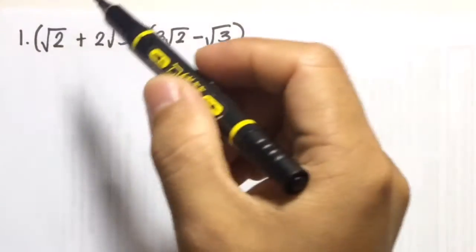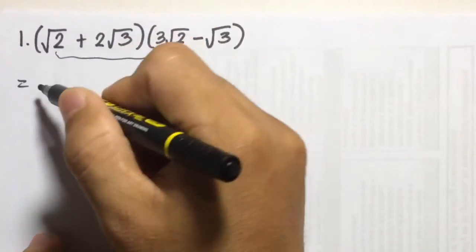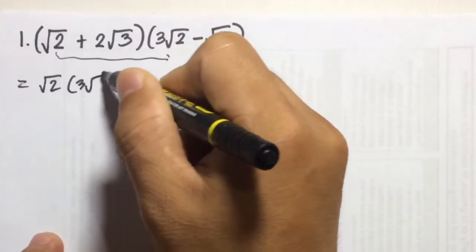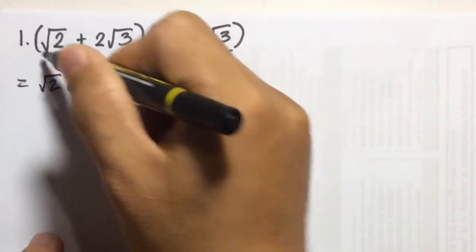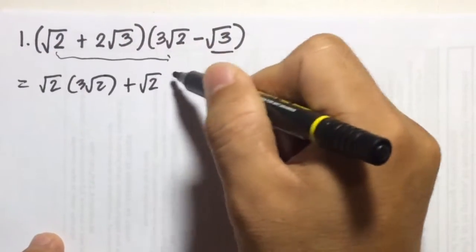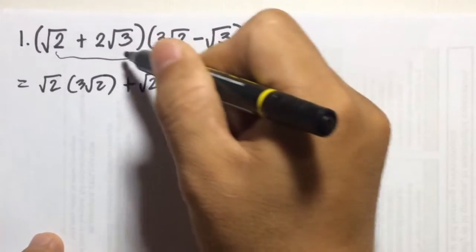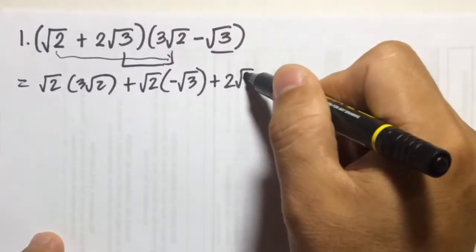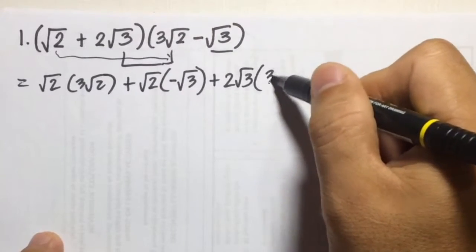So using the FOIL method, we're going to multiply the first terms. So this is equal to square root of 2 times 3 times square root of 2. Then the outer terms, plus square root of 2 times negative square root of 3. Then the inner terms, let's have plus 2 times square root of 3 times 3 times square root of 2.